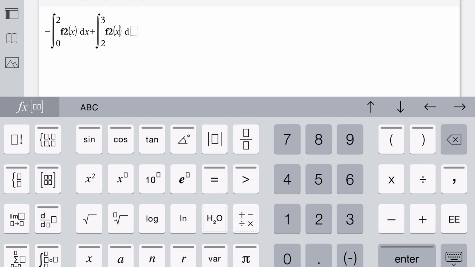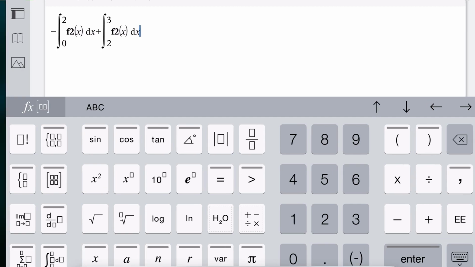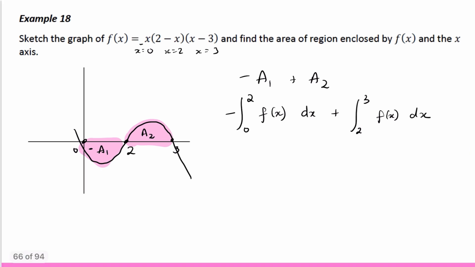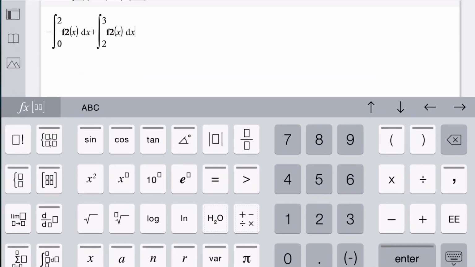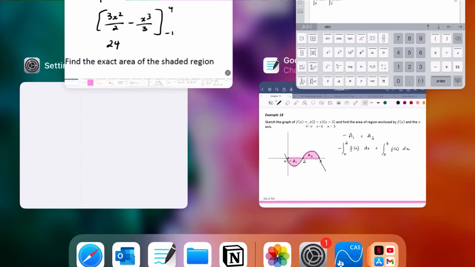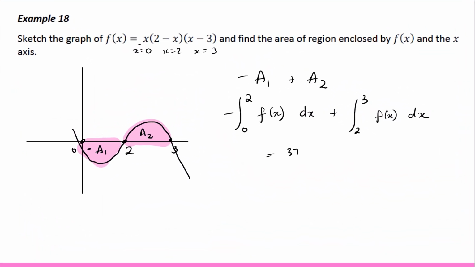Now, I don't know how it is that I memorized that. Let me just check that that's actually all correct. 0 to 2, 2 to 3, negative out the front, x2 minus x minus 3. Fantastic. All right, good to check your stuff. When you press enter, you get 37 on 12. So that is how you would complete it on the CAS calculator. That's it for this exercise, so please go ahead and practice some questions.